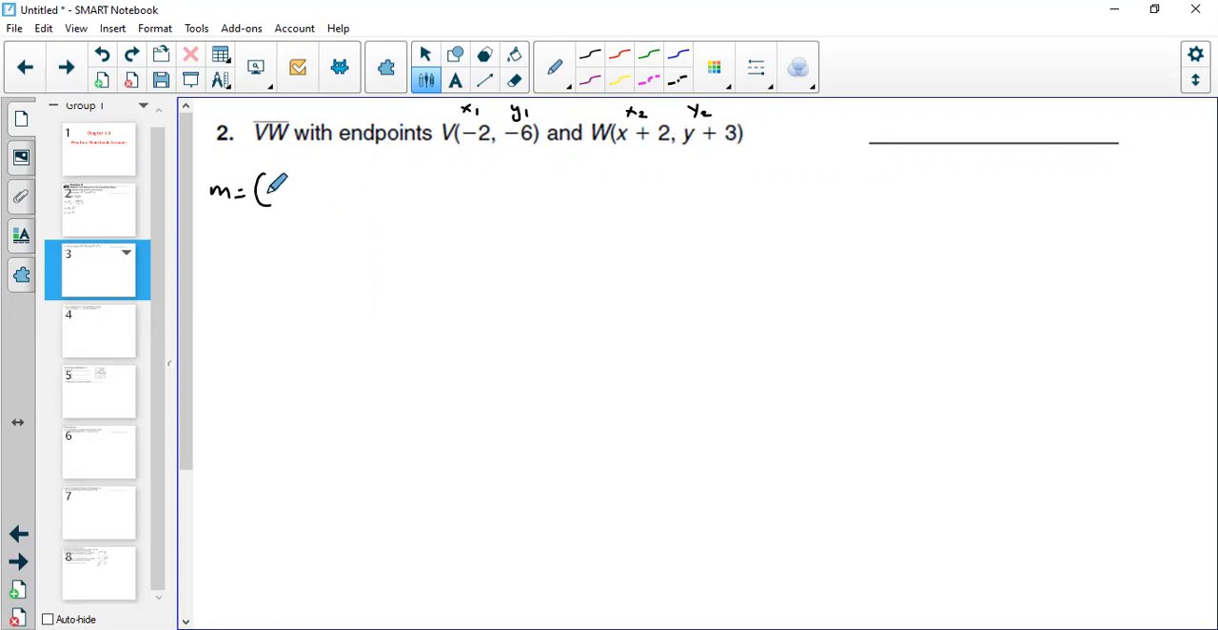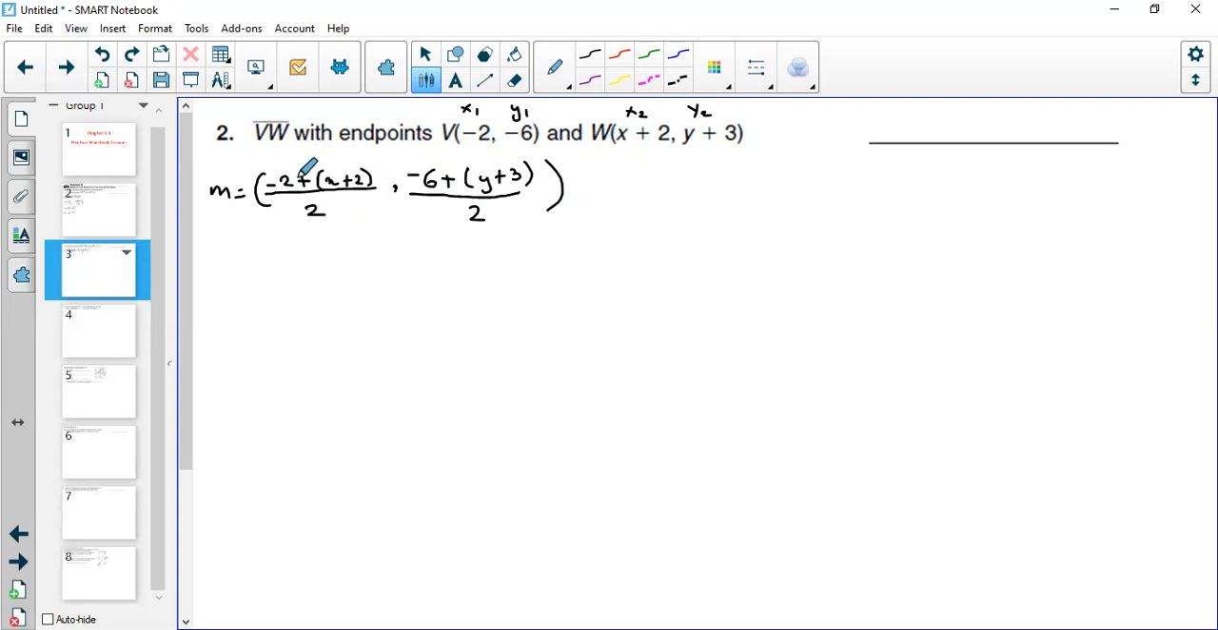So first we start by saying x1, so minus 2 plus, then x2 is x plus 2. We use mostly parentheses to avoid confusion so that we know this part is clear. So y1 is minus 6 plus y2 is y plus 3. Divide that by 2 as well. Okay, now you can see that it's minus 2 plus x plus 2.